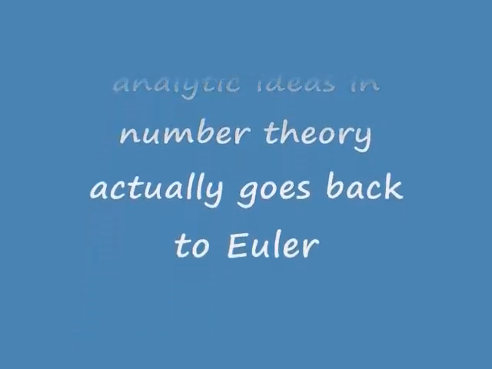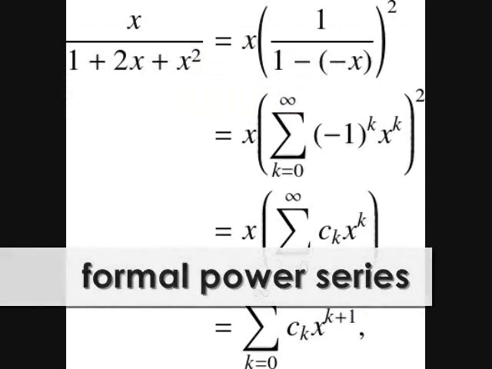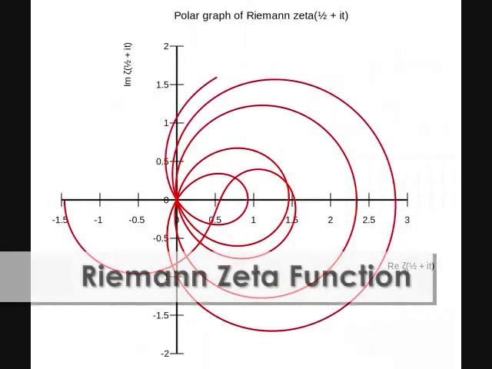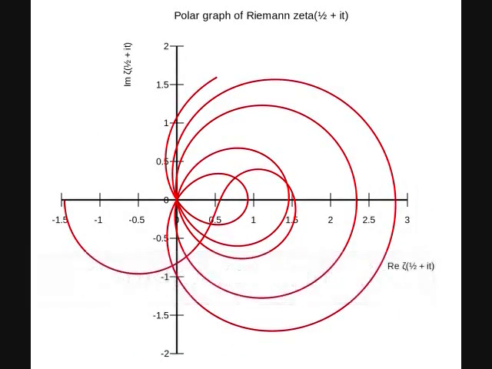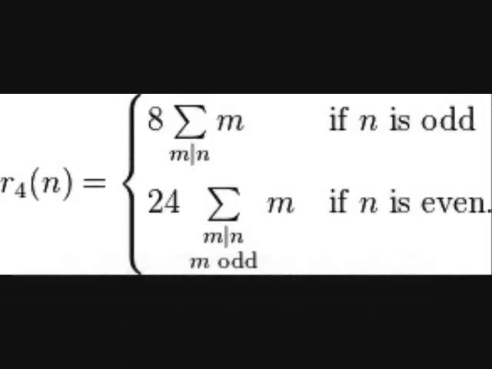The first use of analytic ideas in number theory actually goes back to Euler, who used formal power series and non-rigorous limiting arguments. The use of complex analysis in number theory comes later. The work of Bernhard Riemann on the zeta function is the canonical starting point. Jacobi's four-square theorem, which predates it, belongs to an initially different strand that has by now taken a leading role in analytic number theory, or modular forms.